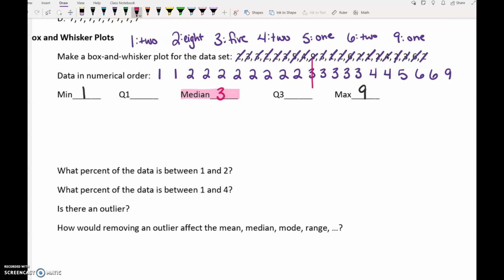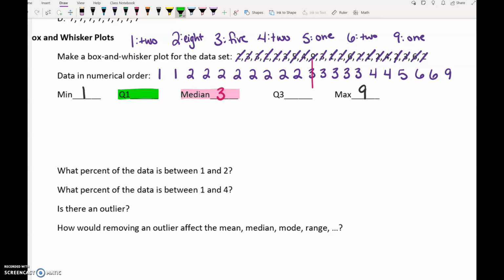Q1 and Q3 are called quartiles. Q1 is the first quartile. The median is actually also called the second quartile, and Q3 is the third quartile. Basically, the median splits this into 2 pieces, the lower half of data and the upper half of data. Q1 is the median of the lower half of the data.